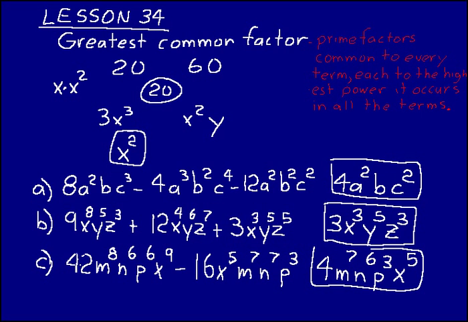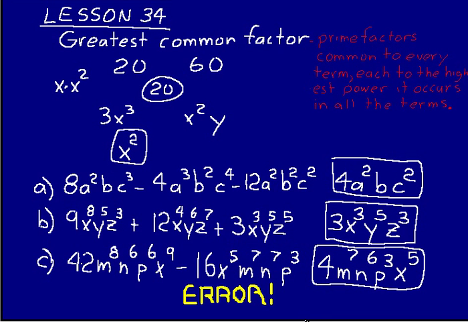We don't just write an x down, we write x to the 5th, because that would be the largest or greatest common factor. Hopefully you noticed the error in this problem. The greatest common numerical factor is not a 4, it's a 2. I had said that 4 times 13 is 42. That's not right. 4 times 13 is 52. So the greatest common numerical factor there is a 2 between the 42 and the 16.